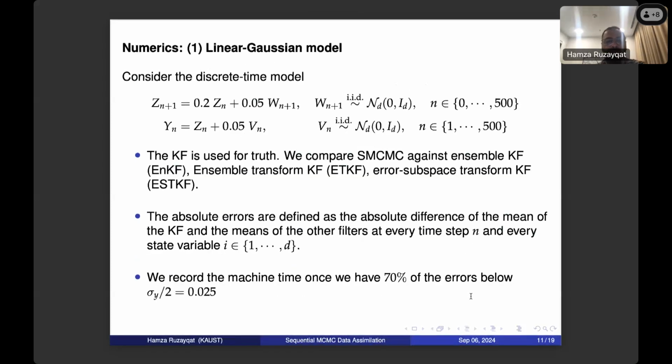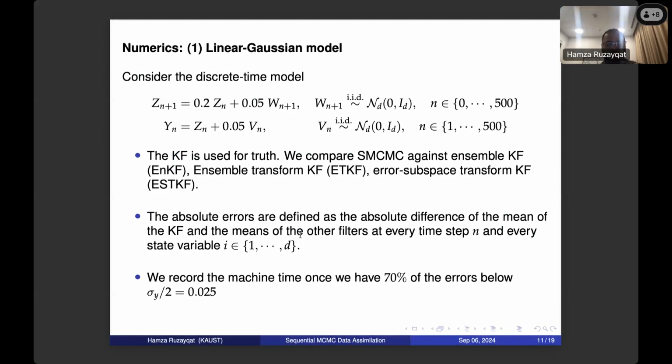I'll just show some examples. We start with a very simple example, which is a linear model, but in high dimensions, and we compare against the EnKF, the ensemble transform Kalman filter (ETKF), and the error subspace transform Kalman filter (ESTKF). Since we know the truth, which is computed through the Kalman filter, it's easy to compare these methods.